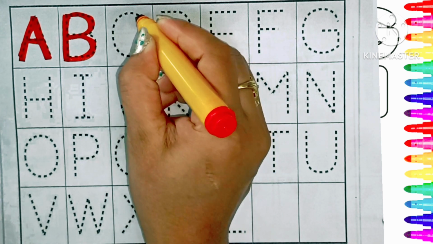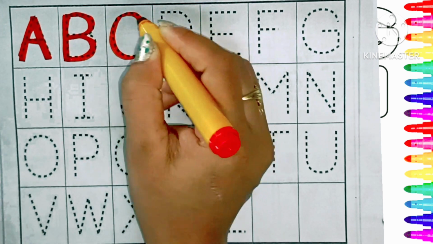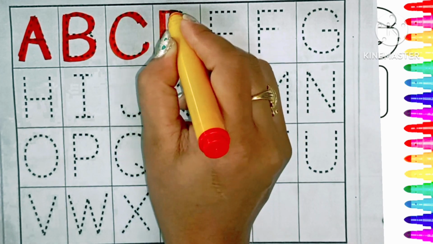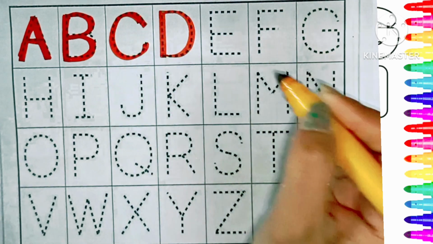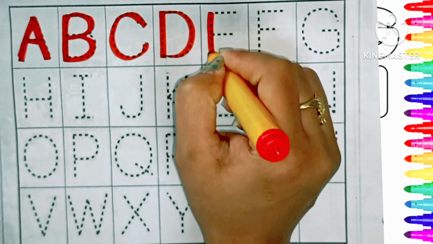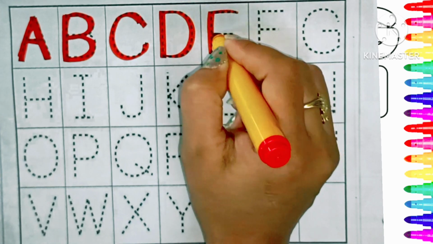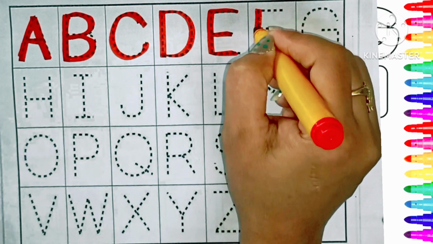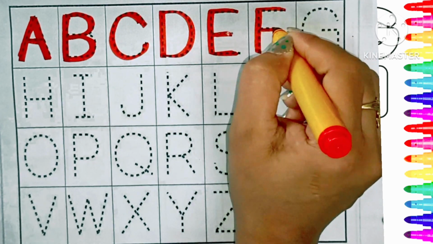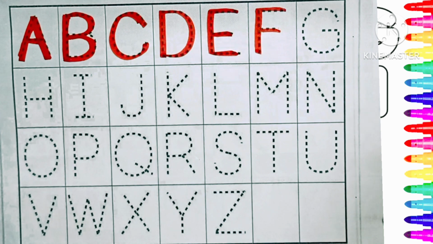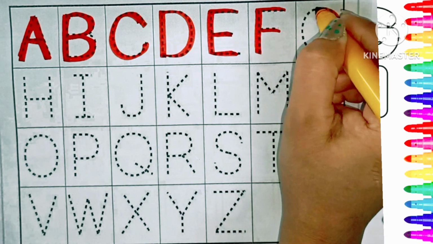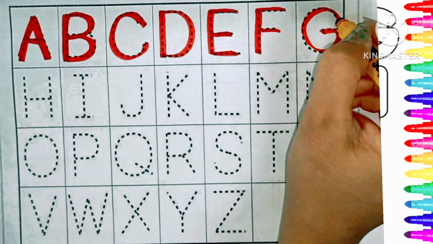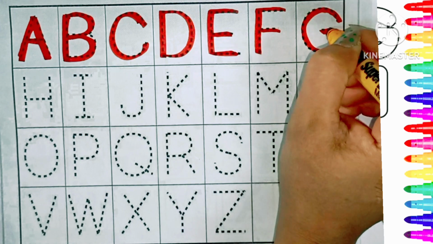C, C for cat, D, D for dog, E, E for egg, F, F for fish, G, G for goat.